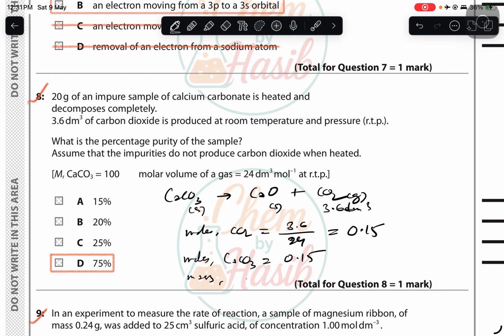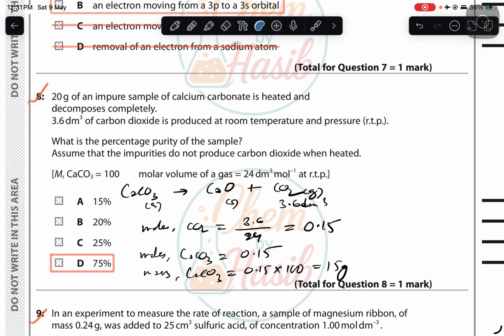Then you calculate the mass of calcium carbonate. Mass of calcium carbonate will be 0.15 multiplied by the molar mass, which is 100. So if you multiply, this becomes 15 grams. So 15 gram is the mass of calcium carbonate that is involved here.